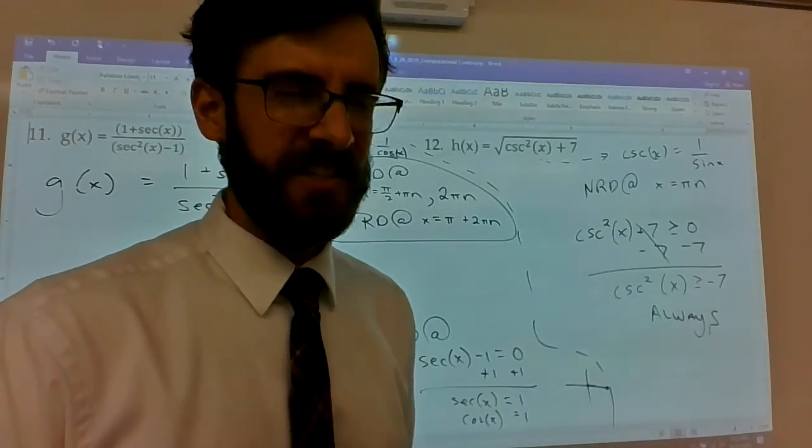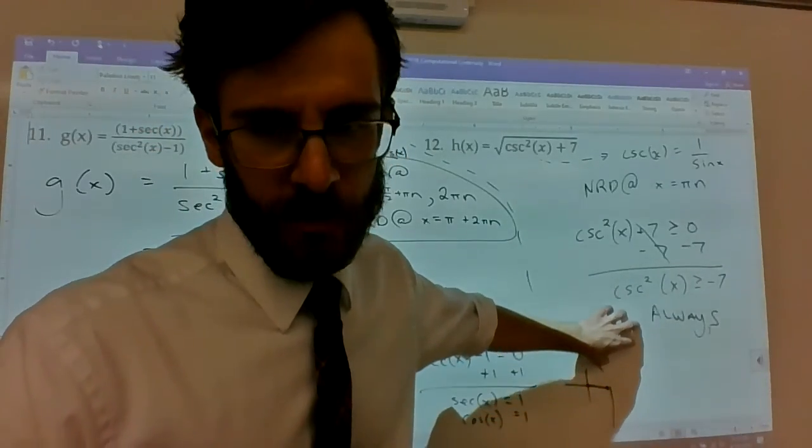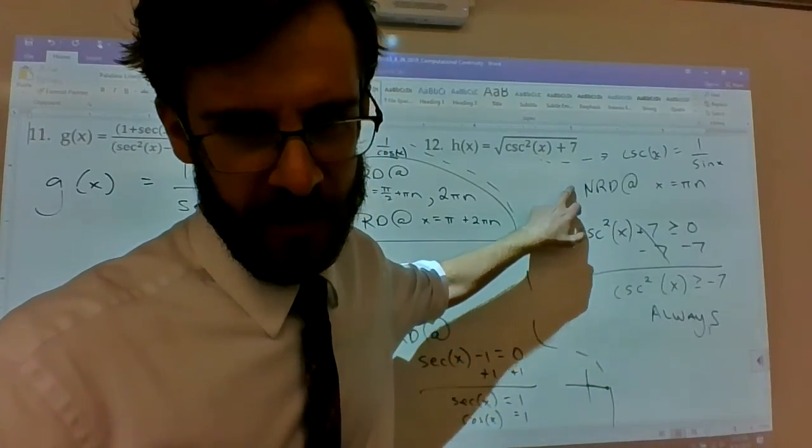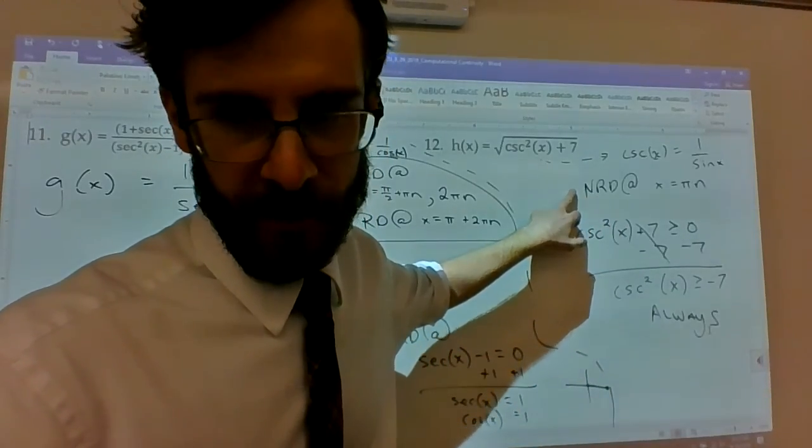So what that does is it says, hey, we got no more domain issues, but we still need to take into account the fact that there's a non-removable discontinuity pattern at x equals pi n.